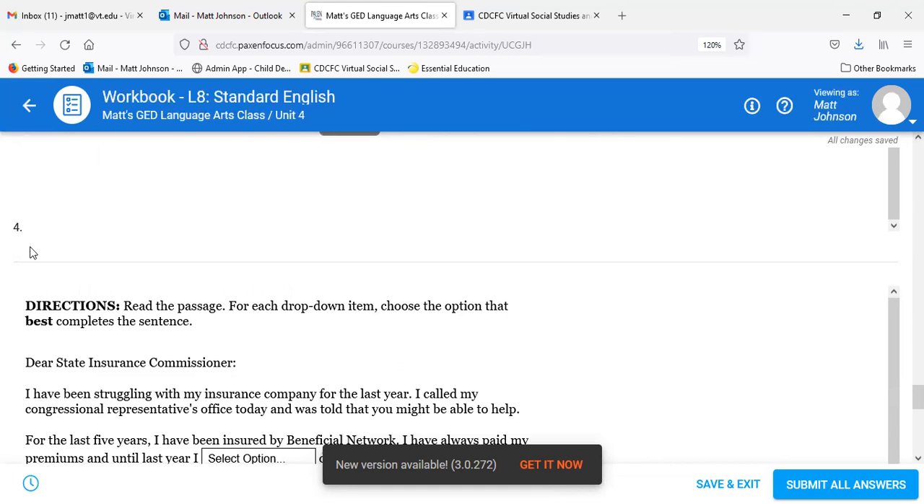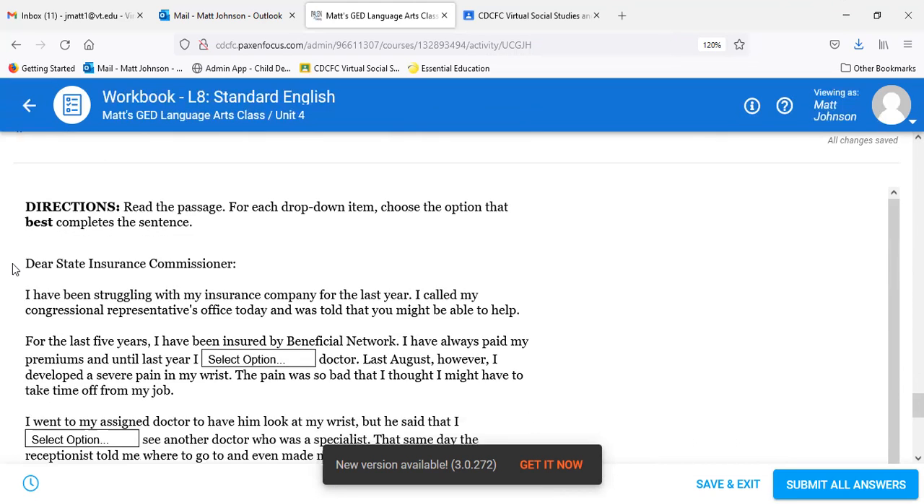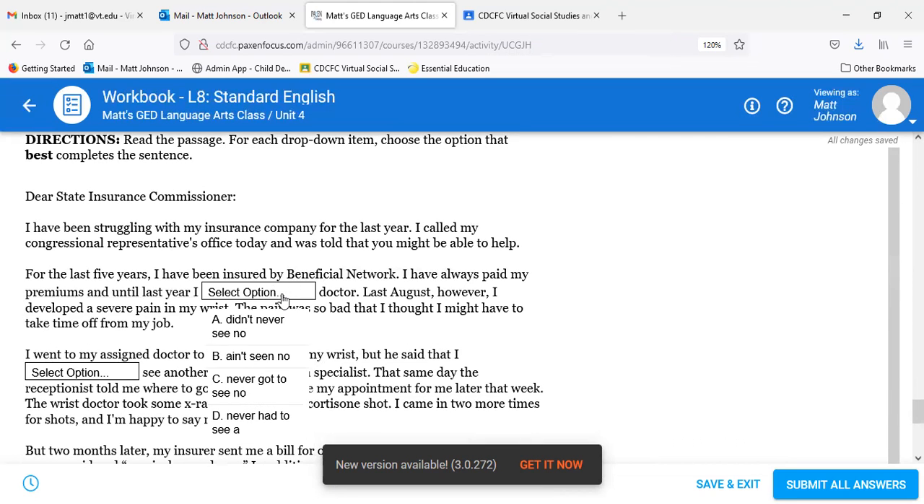And our last one for today. We're flying through these. So, dear state insurance commissioner, I have been struggling with my insurance company for the last year. I called my congressional representative's office today and was told that you might be able to help. For the last 5 years, I have been insured by Beneficial Network. I have always paid my premiums, and until last year, I blank doctor.